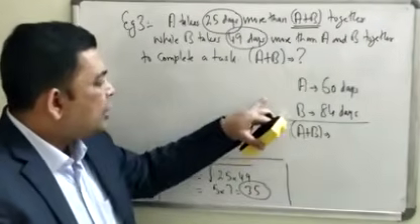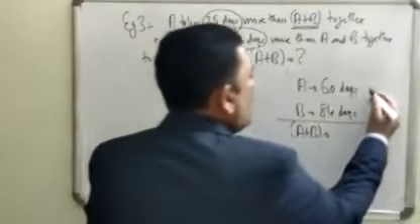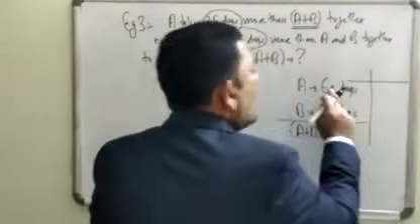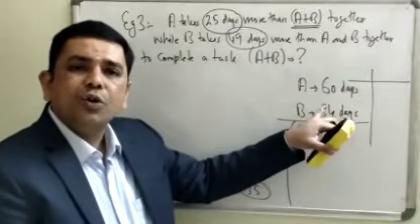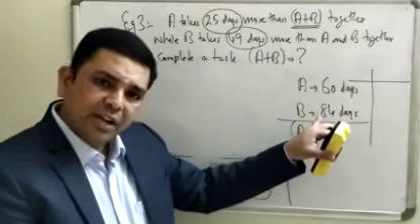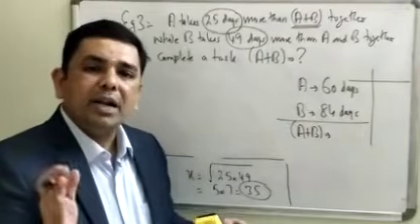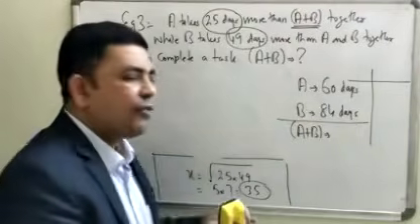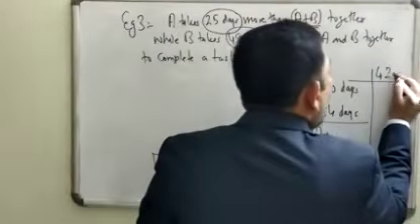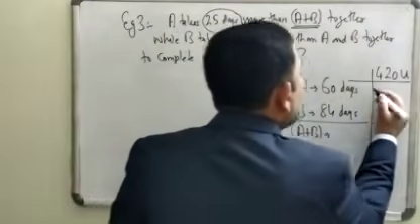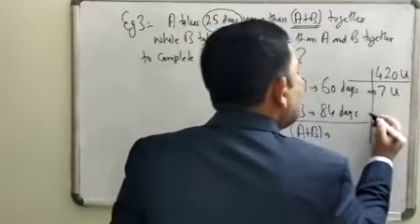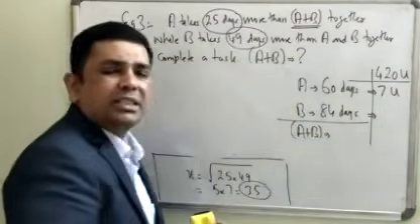Let's do this. So 60 and 84. 60 is 12 into 5. 84 is 12 into 7. So 5 into 7, that is 35. 35 multiplied by 12. So what is 35 multiplied by 12? 420 units. So what is the efficiency of A? The efficiency of A is 7 units.